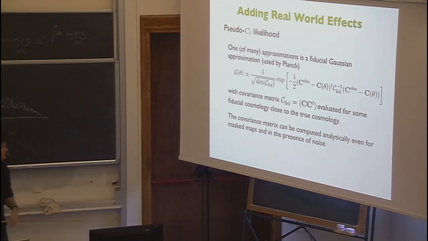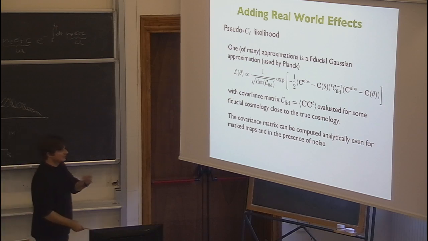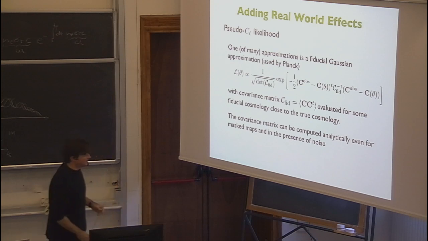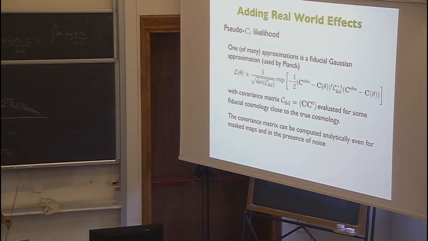WMAP corrected for the departures from Gaussianity for the chi-square distribution. They had some corrections to it. Planck didn't, so Planck is just using literally a Gaussian covariance matrix on small scales. And so the advantage of these kind of things is that everything is simple to calculate analytically.